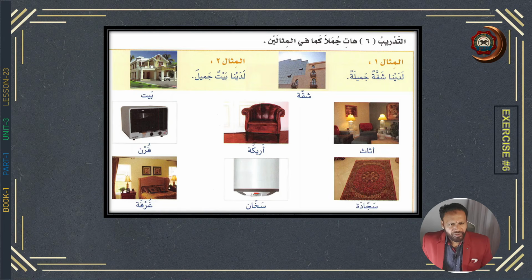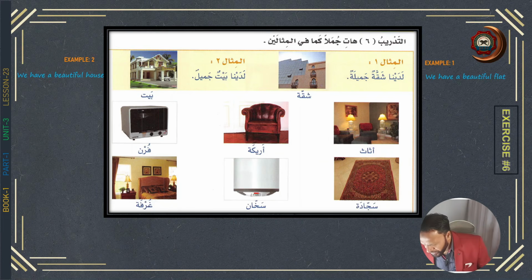So how do you say we have a beautiful flat and we have a beautiful house? Ladaina means we have. You know that when we start the sentence with la or li, lana, we translate it as have rather than for. So ladaina shakkatan jamilatan means we have a beautiful flat. Similarly, ladaina baytun jamilun, that's a masculine word, again, we have a beautiful house. Fine. So let's go, Mustafa sir, the right one, topmost first.